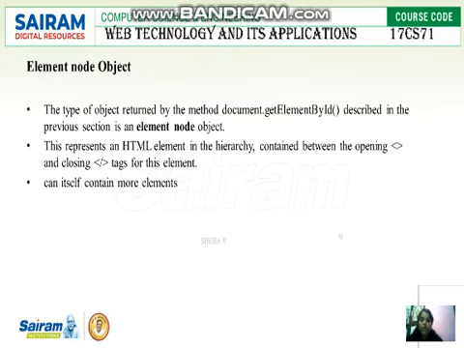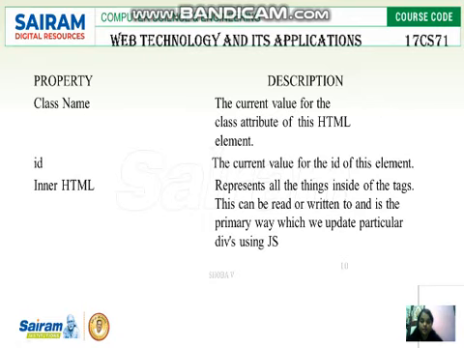And the element node object is the type of object returned by the getElement method, which we discussed in the previous section. This represents an HTML element in the hierarchy. It contains what is between the opening and closing tags of the element. It can itself contain more elements, and this is the property we can use for this.